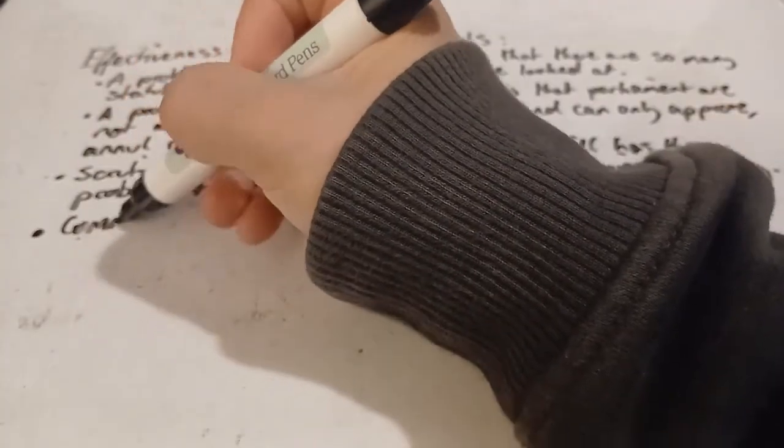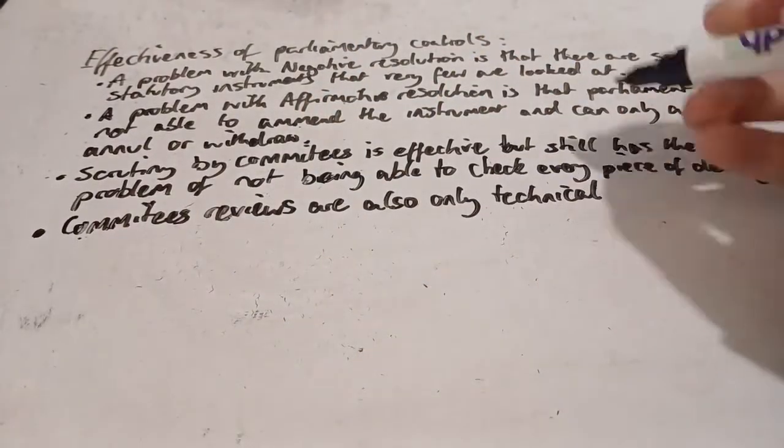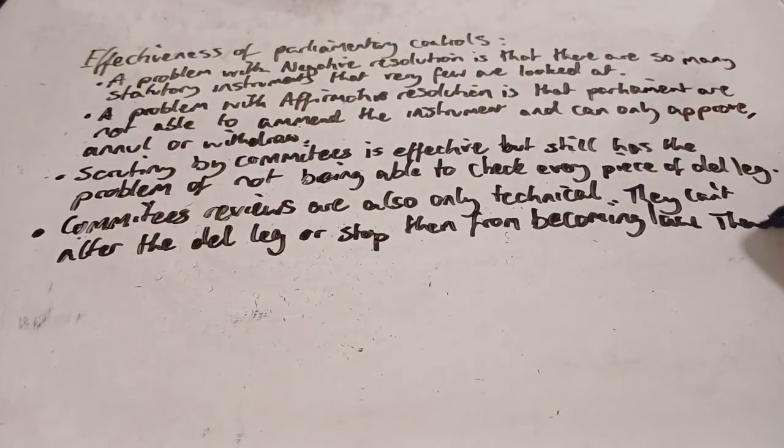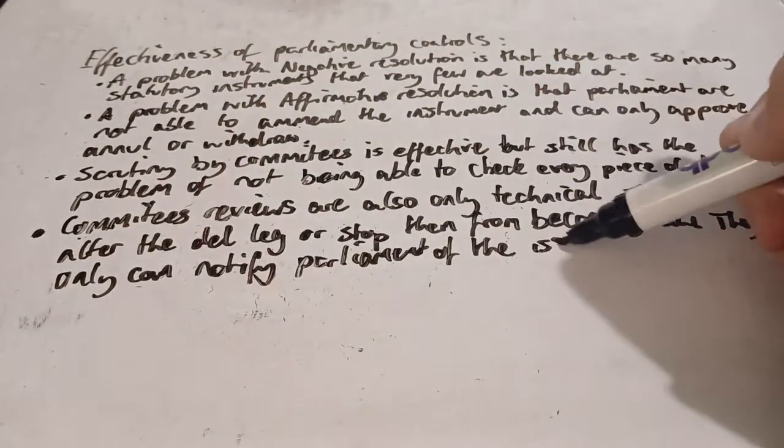Where committees are also less successful is that their review is only technical. They can't alter the regulations or stop them from becoming law, they can only notify Parliament of the issue. Now let's look at control by the courts.